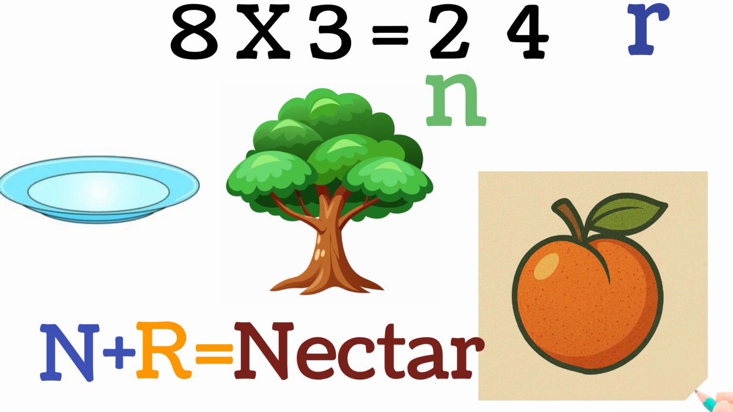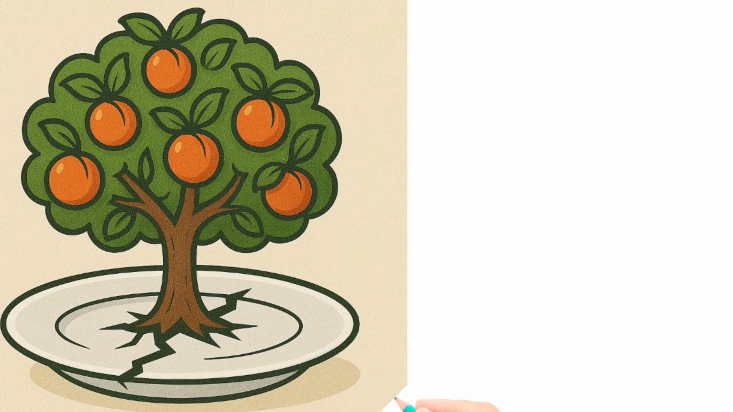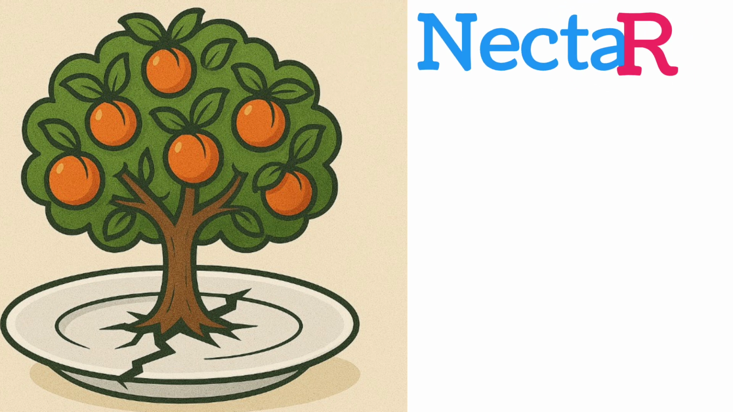Now, imagine, children, there's a big plate lying in a garden. Suddenly, that plate breaks open and a tall tree grows out of it. And on that tree, sweet nectar fruits are hanging everywhere. So whenever someone asks, what is 8 threes are? You will quickly remember this story.